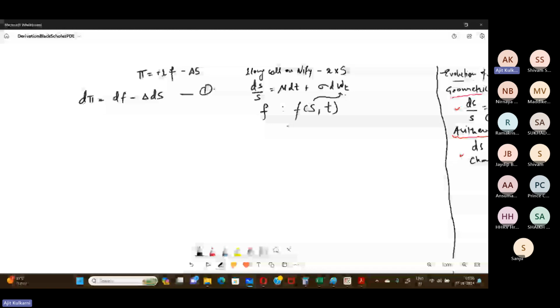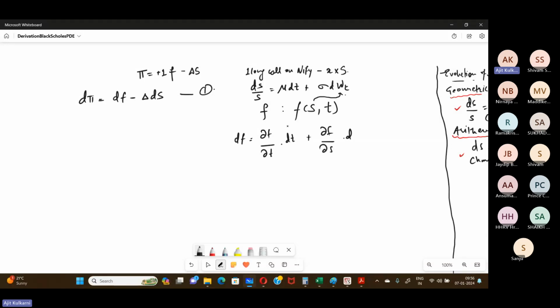So df is written as dou f by dou t into dt plus dou f by dou S into dS plus half of dou square f by dou S square into dS square plus half of dou square f by dou t square into dt square. This is simply called the Taylor series expansion of a function.